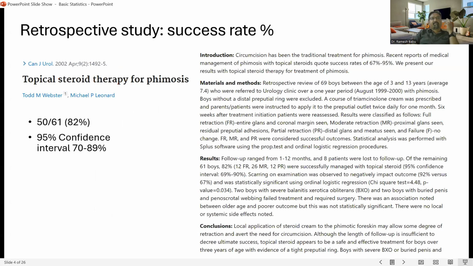Now let us look at this retrospective study. They looked at topical steroid therapy for phimosis. They reported that 50 out of 61 patients had a success rate, which is 82%. Whenever you express a success rate in any retrospective study or cross-sectional study, you have to express this in terms of a 95% confidence interval.